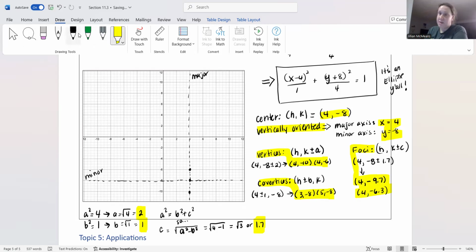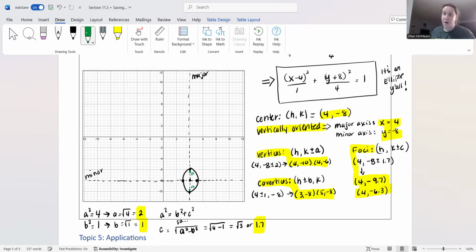Okay, so we've got our focus points here and here. So let's finish plotting. This is going to be really scrunched because this is such a teeny tiny little ellipse. So we've got our main vertices. Our minor vertices are at (3, -8) and (5, -8), so they're going to be right there. So we can go ahead and draw this. And then the focus points are going to be a little hard to put in here. We've got 4 almost at -10, and then 4 just barely past -6. So that's going to be F1 and F2. So there you have it.